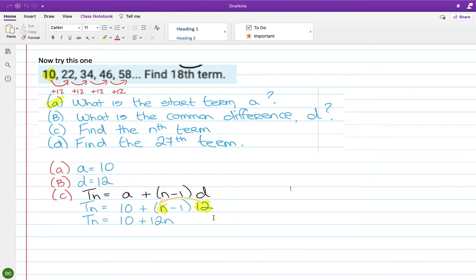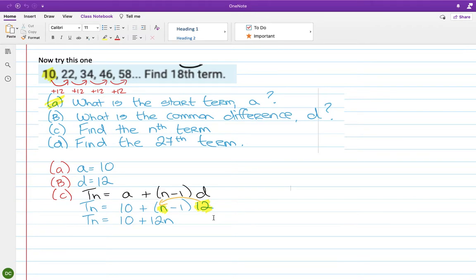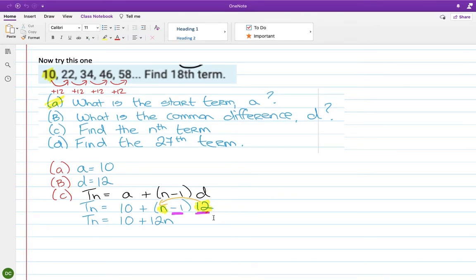Yeah? And then we multiply the 12 by the minus 1, which is minus 12. The Tn stays. The 12n is on its own, so we write that down. And then we're just combining this and this. So in our calculators, we're typing 10 minus 12. And 10 minus 12 is minus 2.